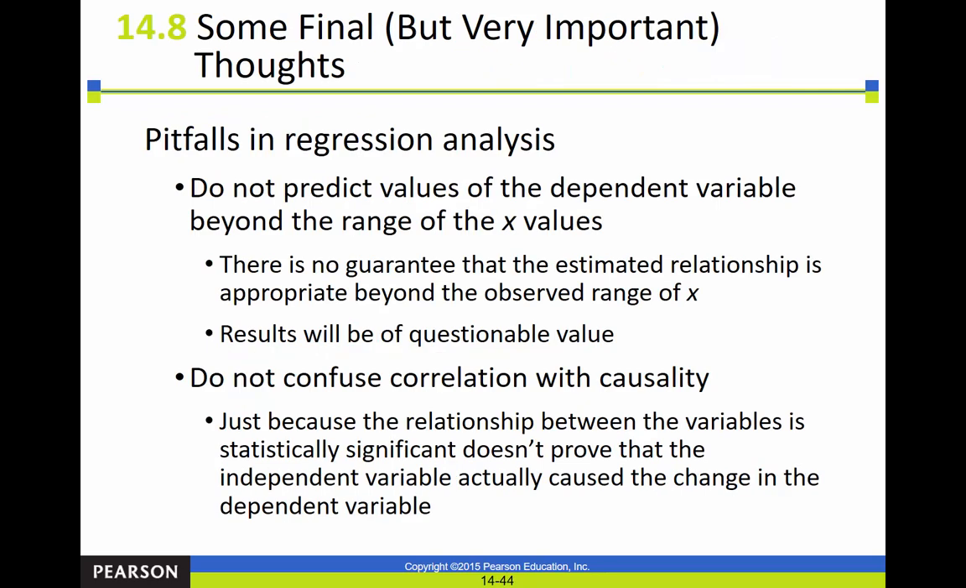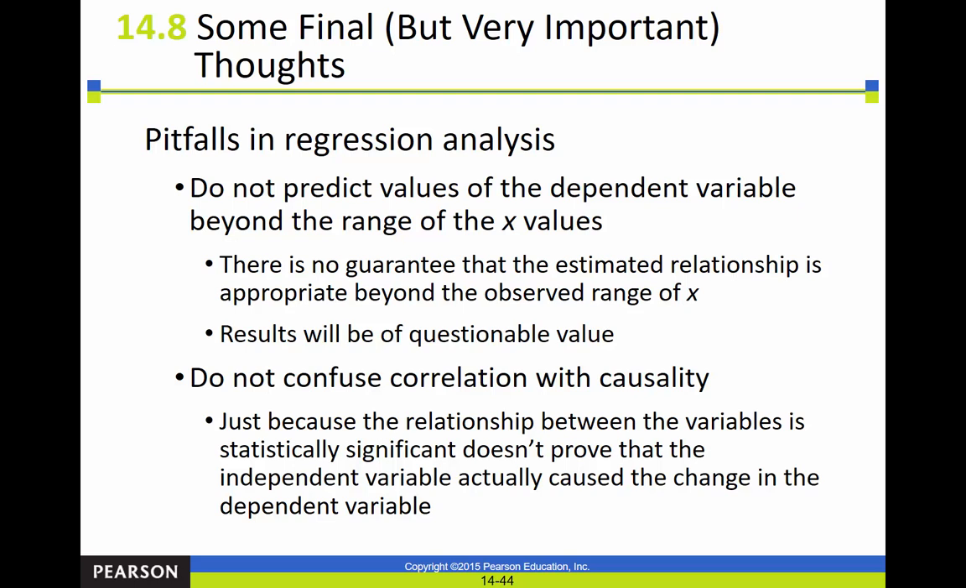One last kind of thing to remember, that we can't really predict values of the dependent variable beyond the range of x. Why? Because we don't know that the straight line relationship that exists with the current x values we have will continue to exist beyond that. So we can't make that assumption. The results will be, like it says, of questionable value.